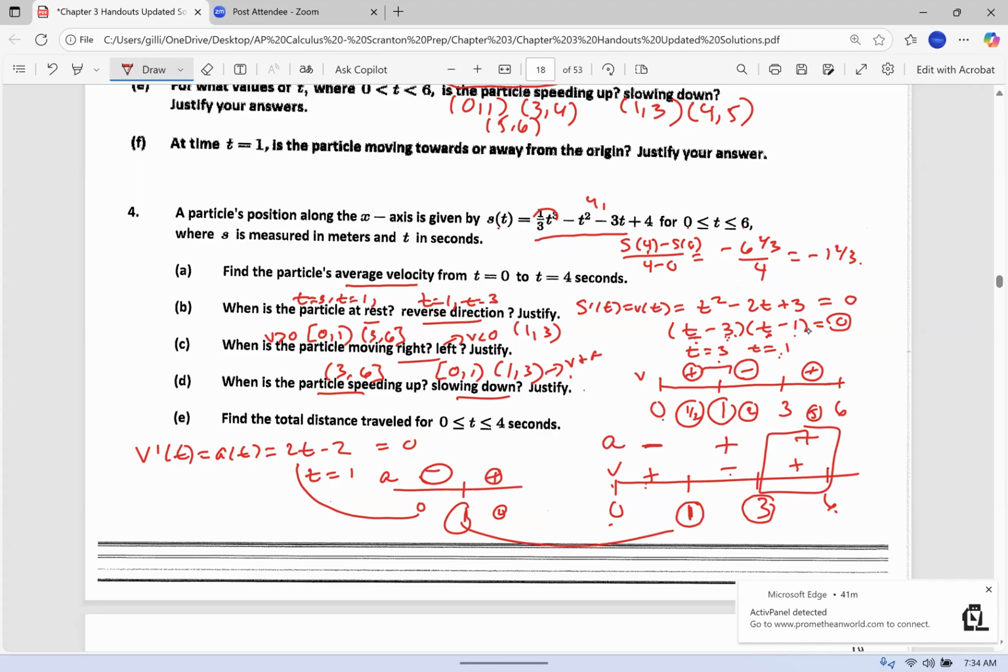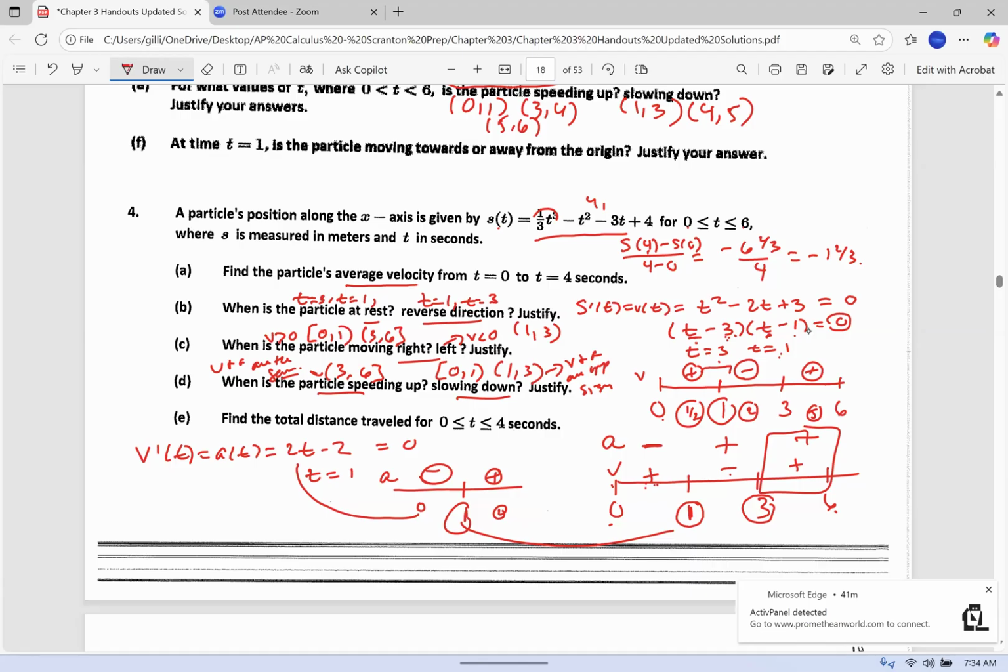The justification is here. V and A are opposite signs, and here V and A are the same. Okay, they are the same. Yes, and I think in my solutions there, this here should have been a positive. I don't know why that had a negative.